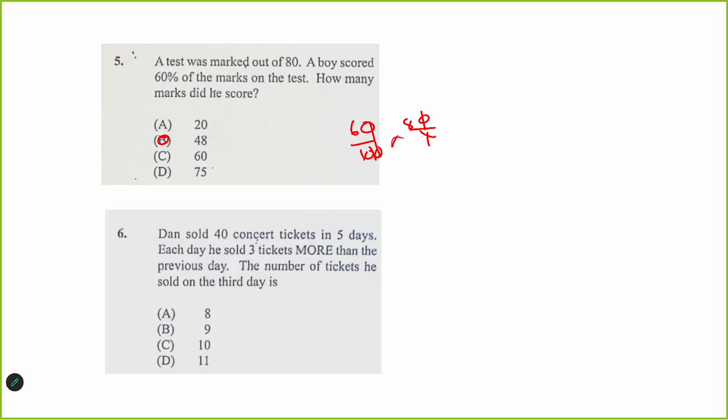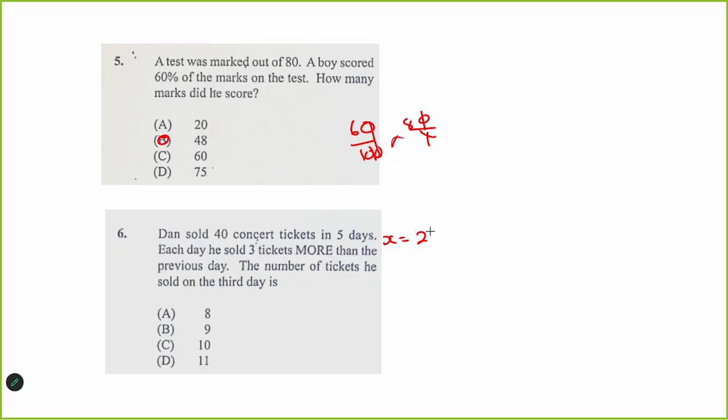This question here, Dan sold 40 tickets in 5 days. Each day he sold 3 tickets more than the previous day. What is the number of tickets he sold on the third day? If you guys recall, we got X to be 2, and the third day was 2 plus 6, I believe, which would have been 8. But that is from my memory, so let's go back and do it. It's a little bit different from the last question, which was to give the ratio for day 3 to day 5, but we're not doing that.